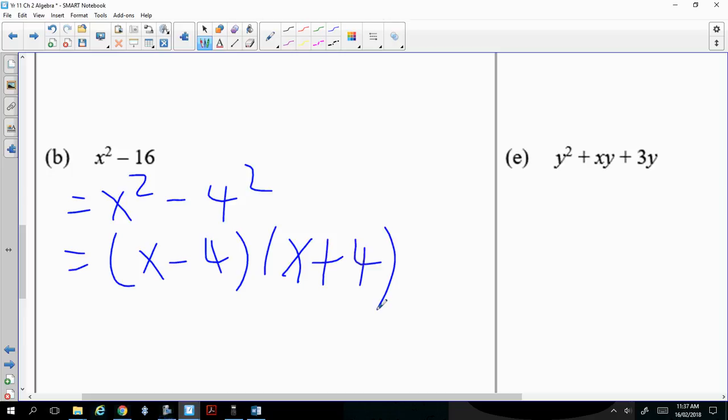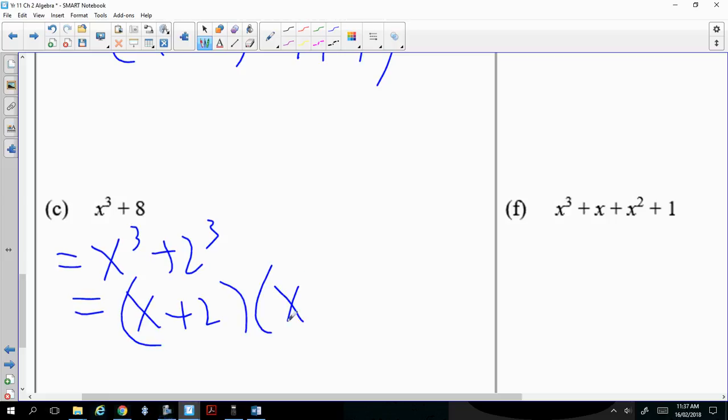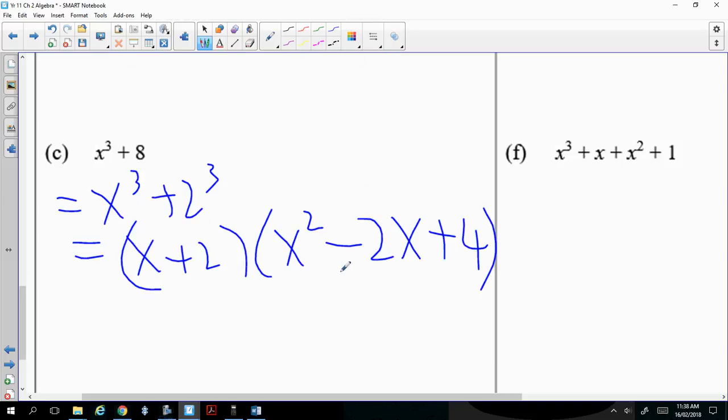Okay, how about the next one, C? Alright, is there any common factor? No. Is there a sum of two cubes? Yes. So you do the sum of two cubes formula. And then you go x plus 2, x squared minus 2x plus 4. So by now you should be able to do it very quickly without showing too much working. Alright, any questions? So we've done the first three questions, and then there's more, part D, so I'm going to go to the next column.